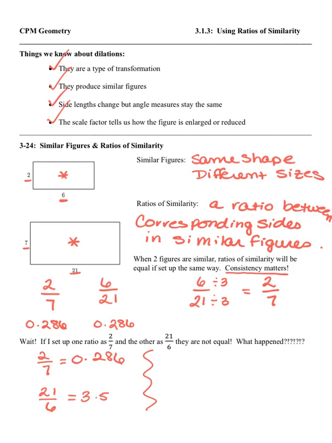If I write my first ratio as 2/7, I'm comparing a side in the small rectangle to a side in the large rectangle. If that's how I start making my comparisons, any other ratios of similarity that I set up have to follow that same pattern, small over large. And this one right here did not. I did large over small. And so that's why it makes a difference.